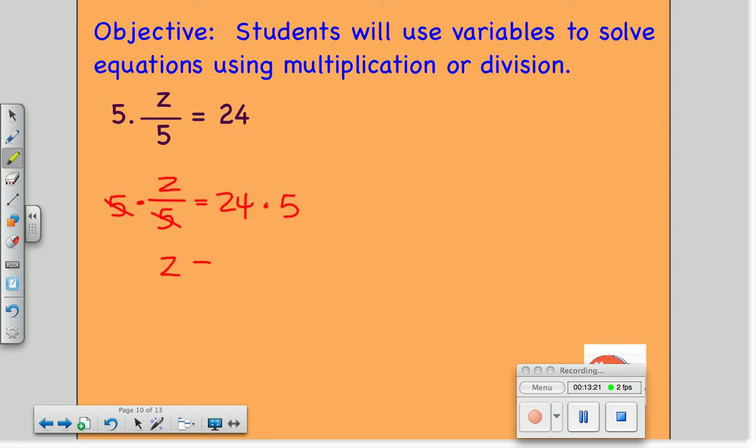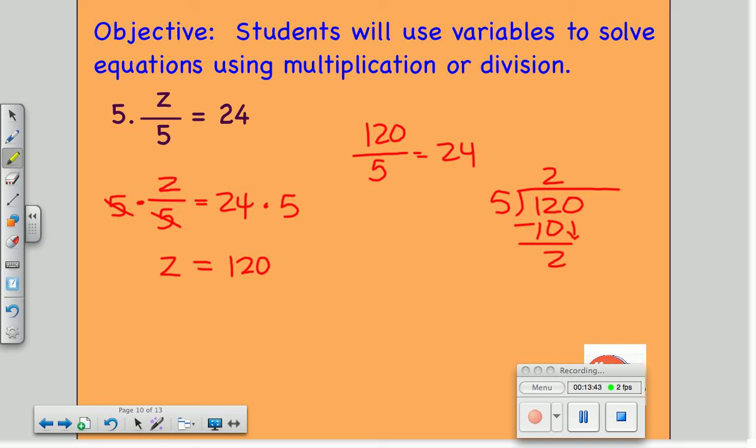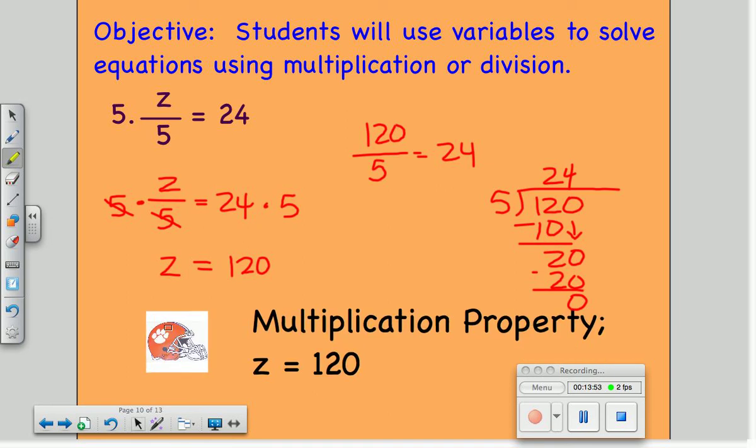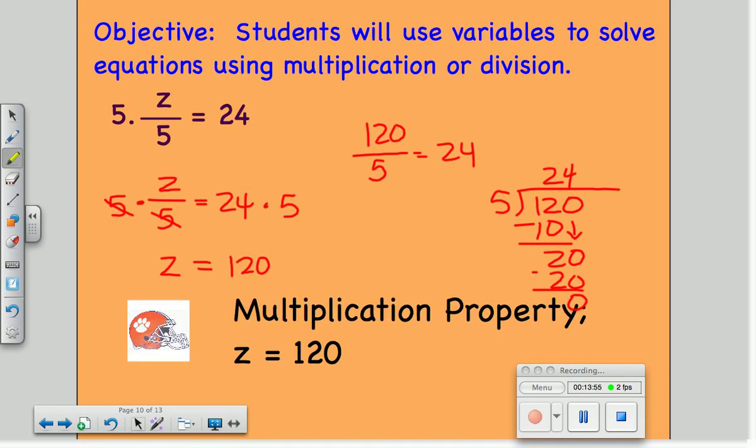That becomes z. And 24 times 5 is 120. So I'm saying 120 divided by 5 is 24. I'll check it just to make sure. Yes, it is. Okay? And I used the multiplication property to solve that.